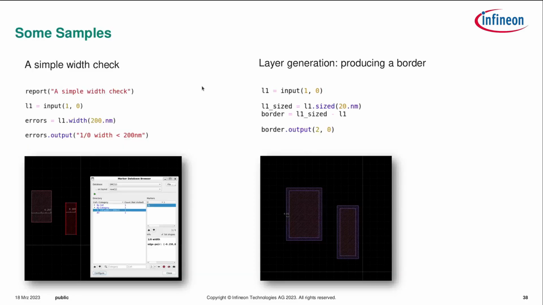So here you can see some samples. In the first sample, we will send the output to some report. So instead of sending it to an output layer, we will create a report, which then makes the marker browser pop up.